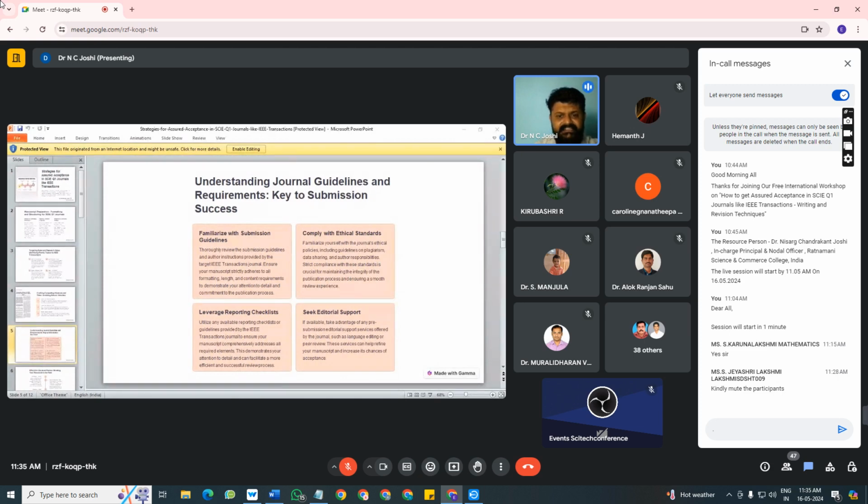Seek additional support. If available, take advantage of any pre-submission support services offered by the journals, such as language editing and peer review. You have to take this because your research work is being published for the first time, so you don't know what problems you will face in future. So if you get this kind of service, like peer review and language editing, all those things, you have to take it and publish your paper.